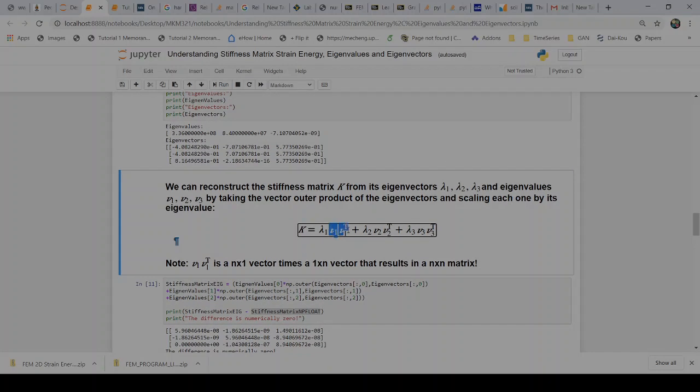The V1 transpose and V2 transpose terms are essentially these unit eigenvectors that blow up to a matrix, and these lambdas are contributing towards stiffnesses. So they are scaling these outer products towards stiffness quantities. Okay, so that is important to understand.